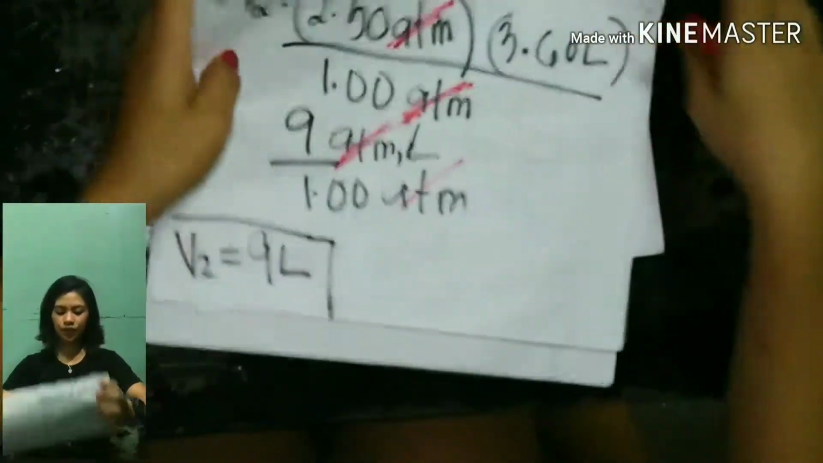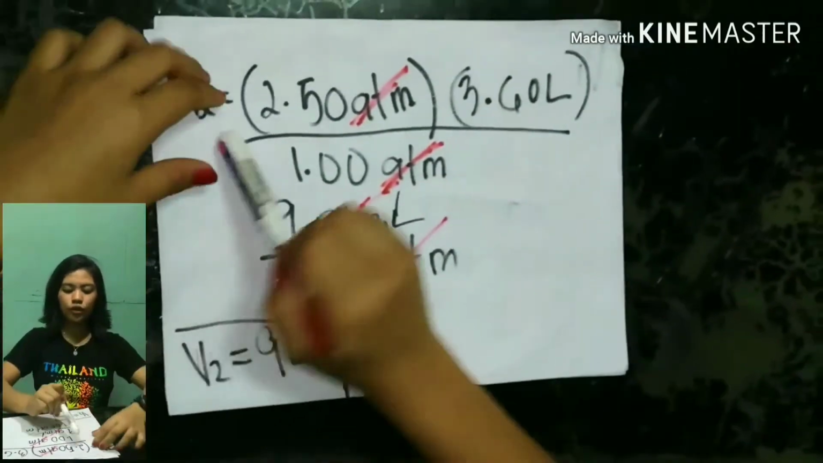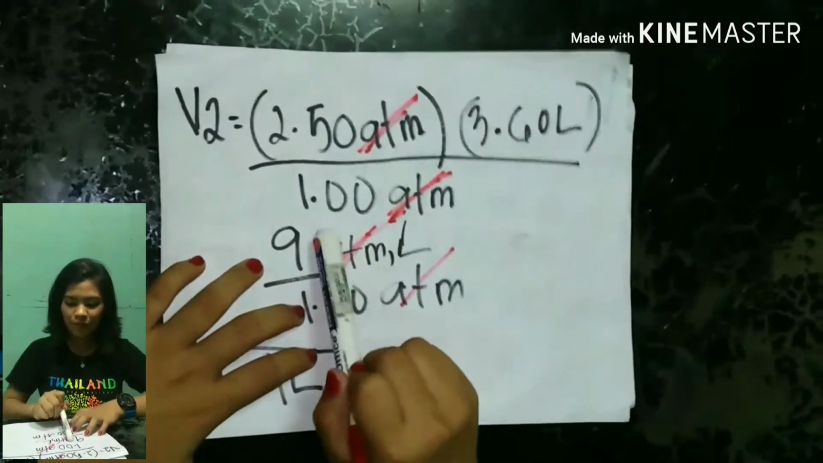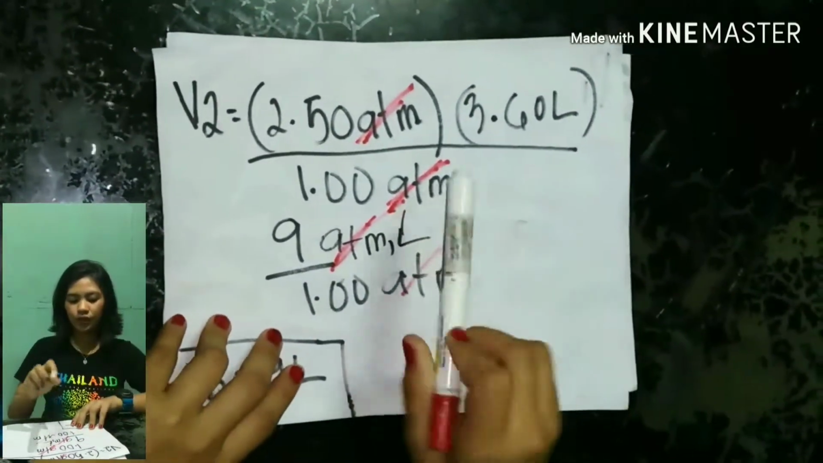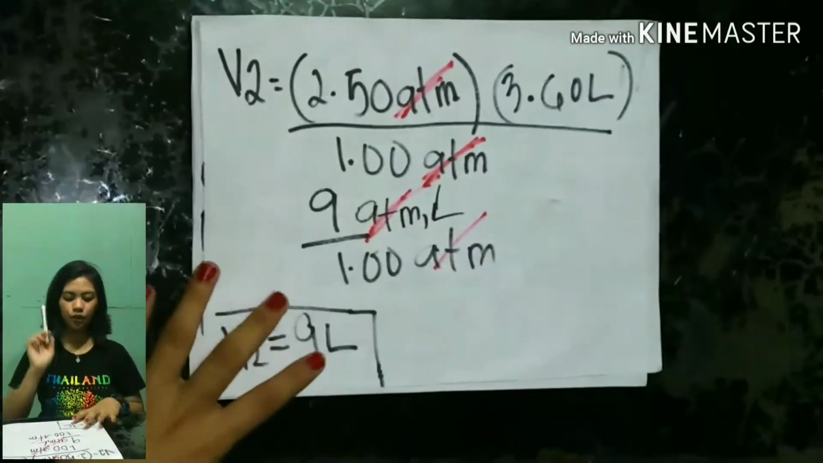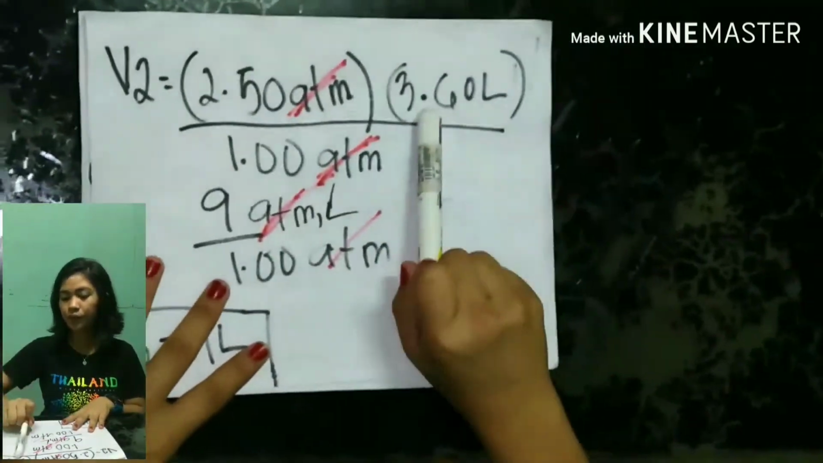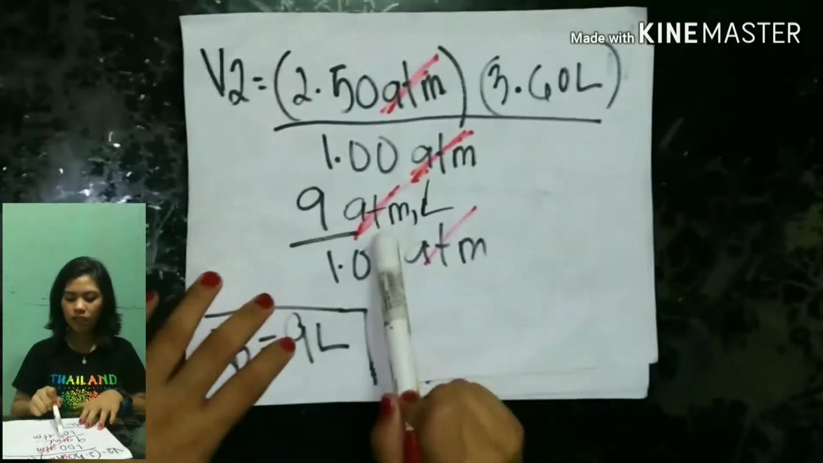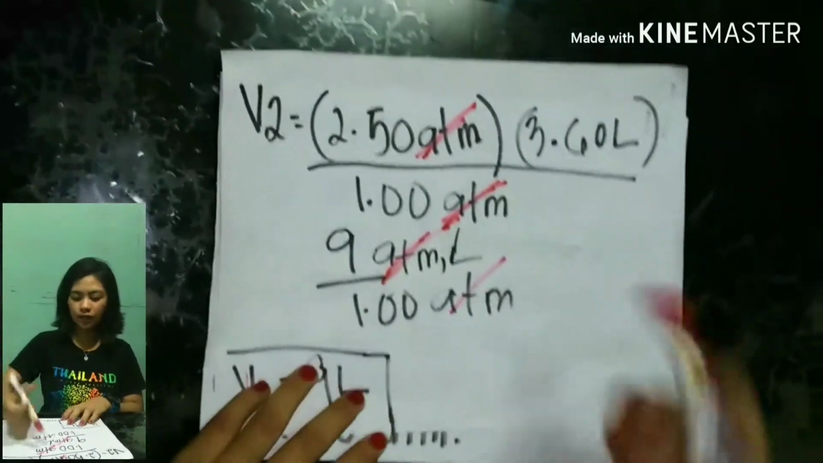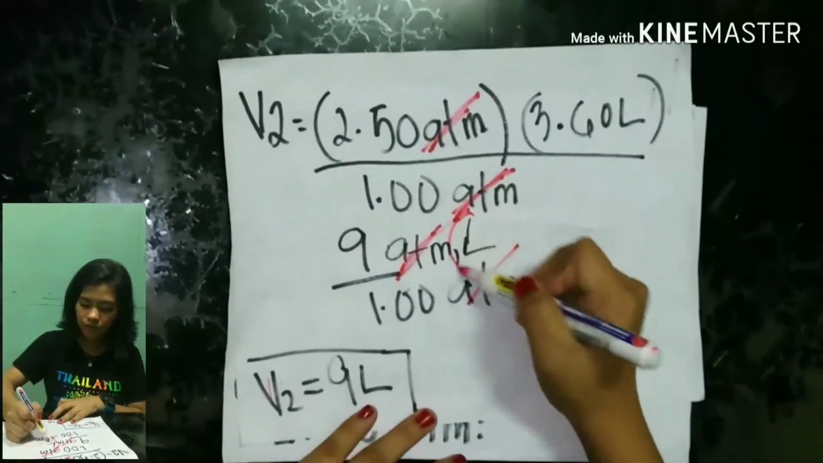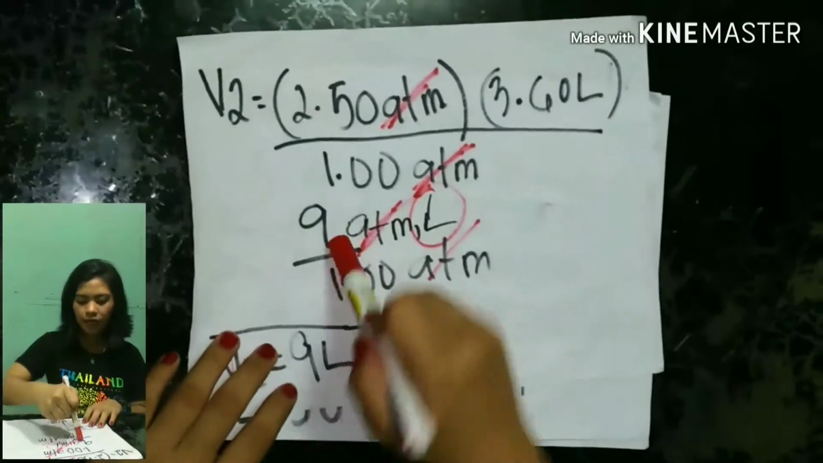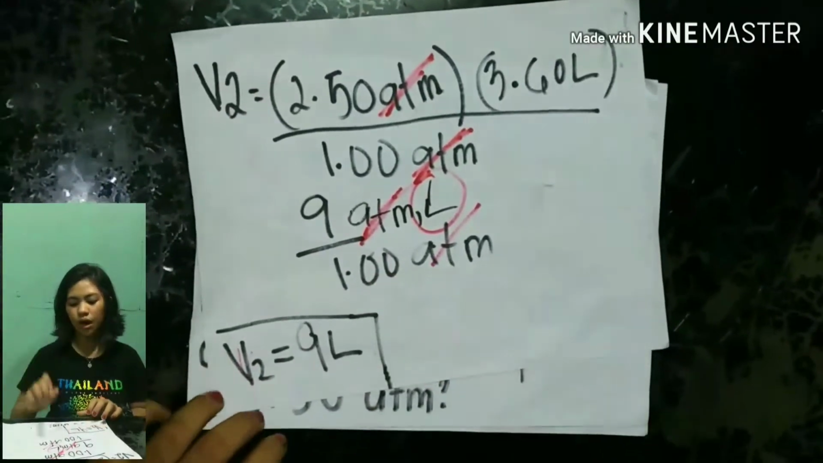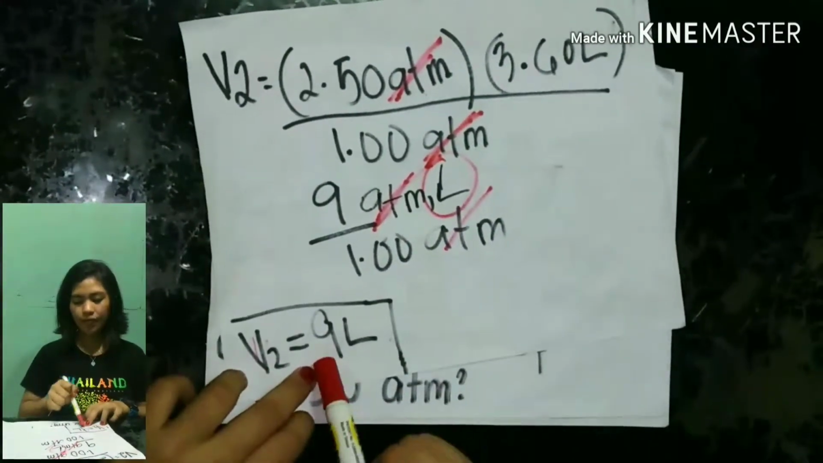So, here, V2 is equal to 2.50 atmospheres multiplied by 3.60 liters, divided by 1.00 atmosphere. So, 2.50 multiplied by 3.60 is 9. So, cancel atmosphere. Since this is cancelled, this is your unit, L. So, L is your unit. So, 9 liters divided by 1.00 atmosphere is equal to 9 liters.